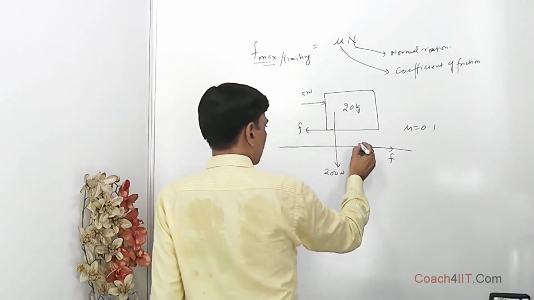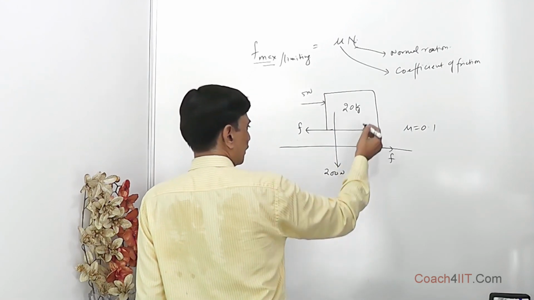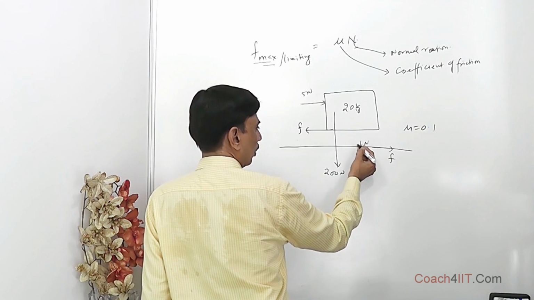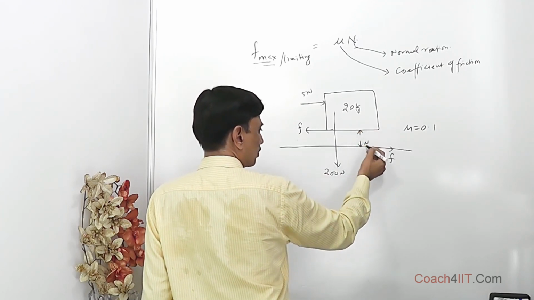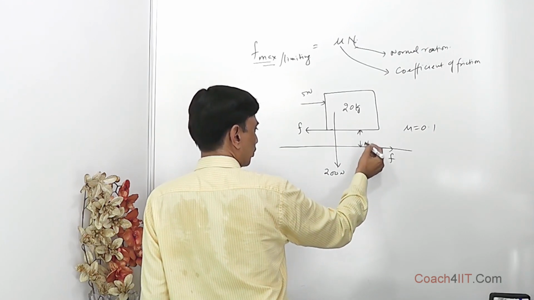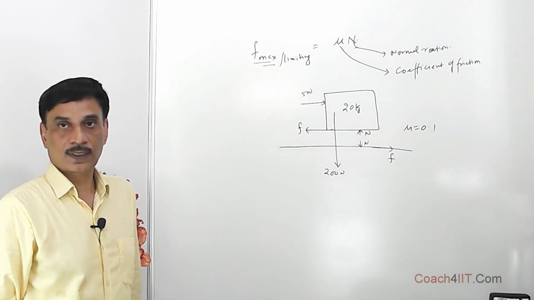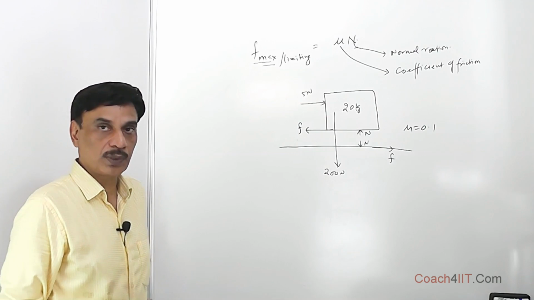Because of this pull, this block pushes this surface in the downward direction with N, that is normal reaction, perpendicular to the surface. When this block pushes the surface in the downward direction, then this surface or this body will also push it up in the upward direction. To have action, there is equal and opposite reaction. Action, reaction, they are always on two different bodies.